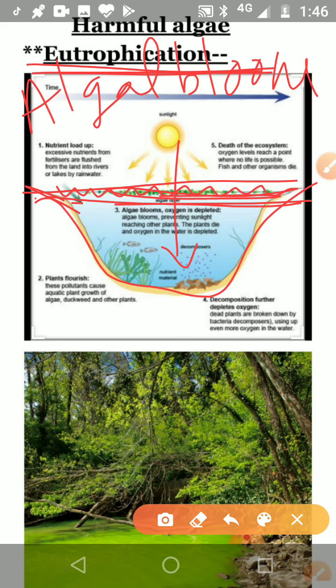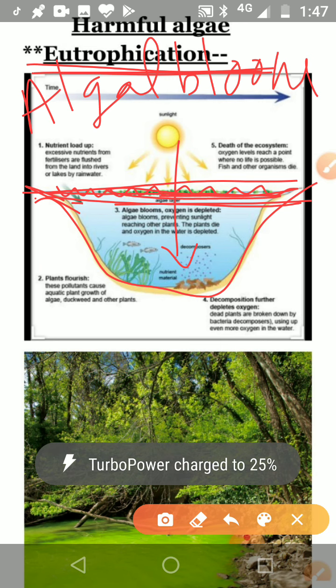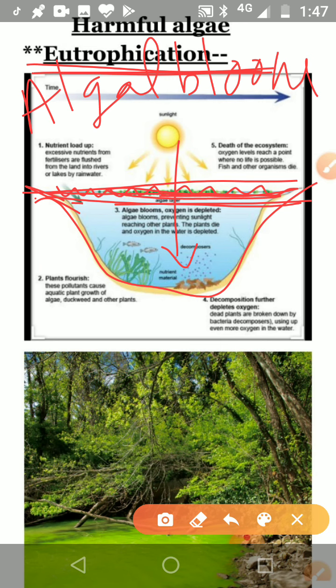Okay, because of the algal bloom it becomes so dense that sunlight cannot reach the lower part of the water, and because of that, oxygen depletion starts. Because if sunlight does not penetrate, certain organisms and some plants do not carry out photosynthesis. So carbon dioxide concentration increases, and certain animals that live there do not get oxygen because all the oxygen is used up by the algae.